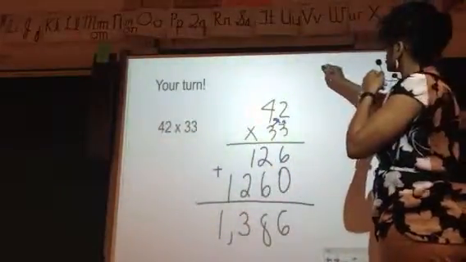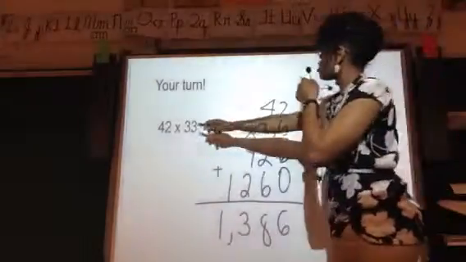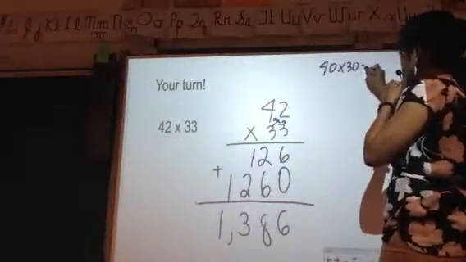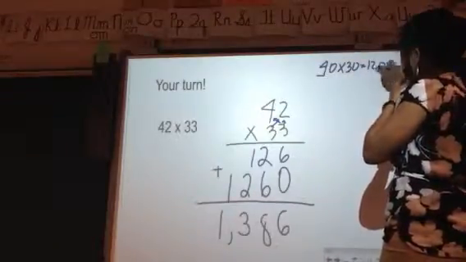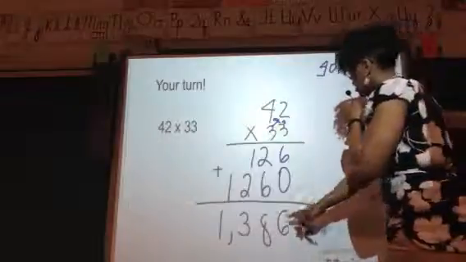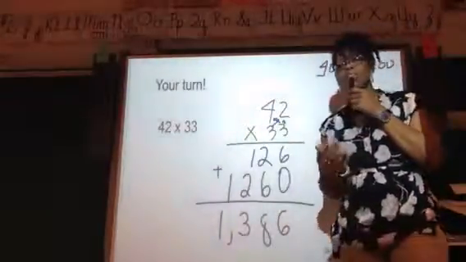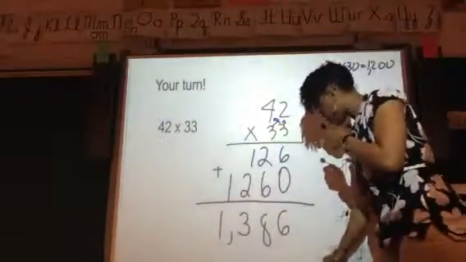And let's do our estimation to see if that's right. 42 is about 40, and 32 is close to 33, is close to 30. So then think of this as 4 times 3, which is 12. Bring over 2 zeros, 1,200. And again, that answer is reasonable. You want to make sure that you don't get something like 10,500, because that would be way too far from our estimation.